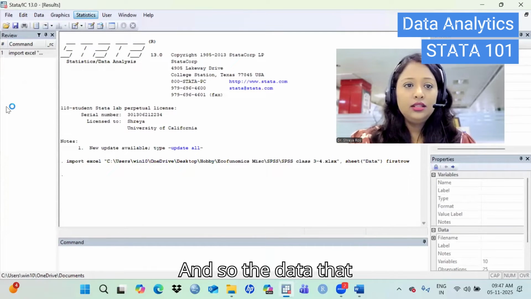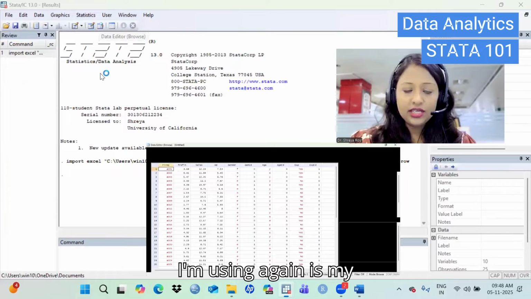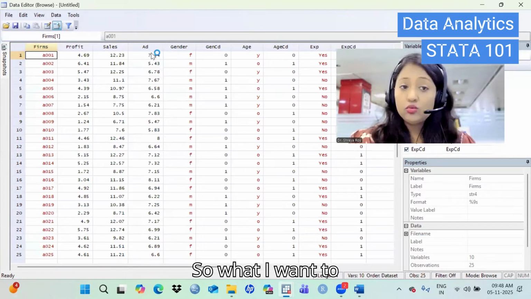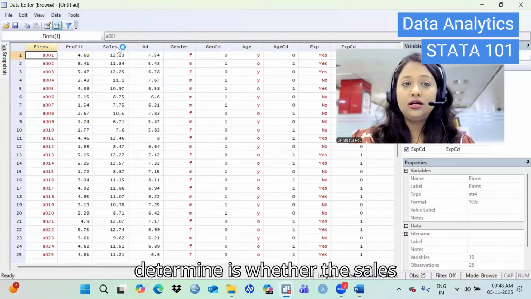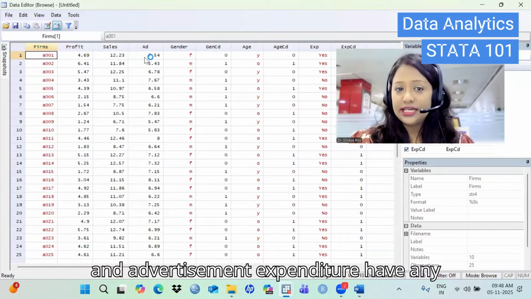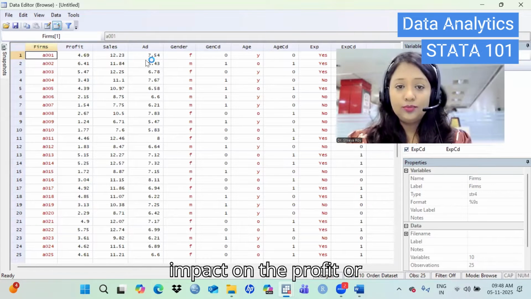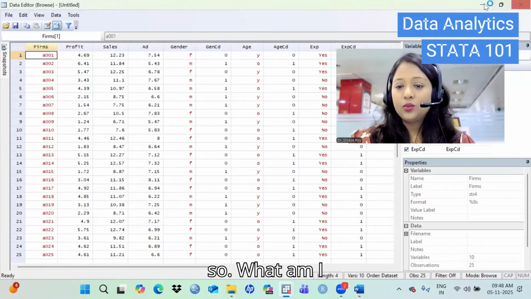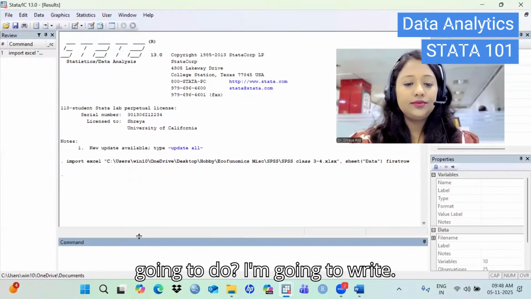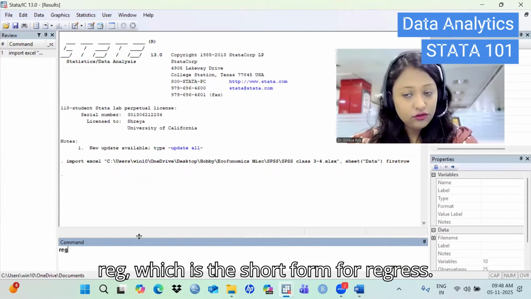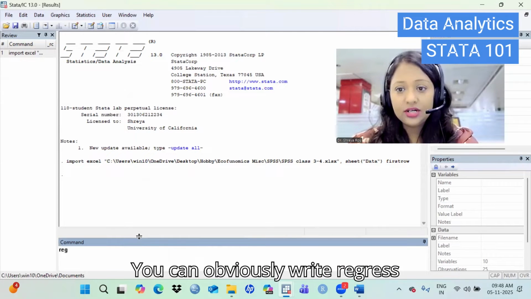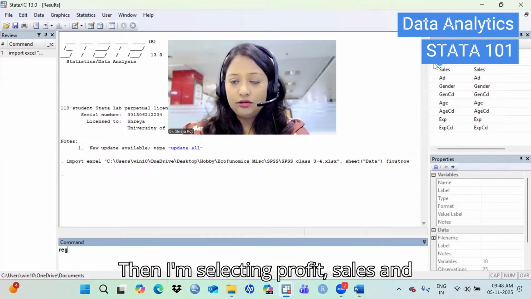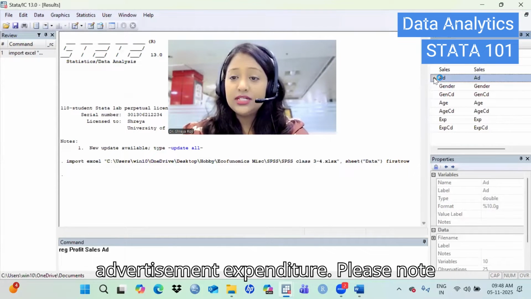The data that I'm using again is profit, sales, and advertisement expenditure. What I want to determine is whether sales and advertisement expenditure have any impact on the profit of the respective companies. So what am I going to do? I'm going to write reg, which is the short form for regress. You can obviously write regress completely, but I'm writing reg. Then I'm selecting profit, sales, and advertisement expenditure.